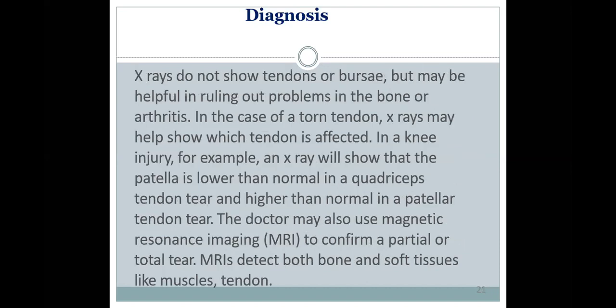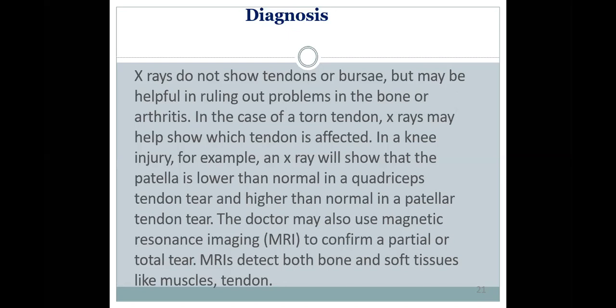And the next one is X-ray. Under the imaging studies falls X-ray, but it is not the confirmatory diagnosis for tendinitis or bursitis. X-rays do not show the tendon or bursa, but may be helpful in ruling out problems in the bones or arthritis, because various other conditions may also cause inflammation of the tendon and bursa.